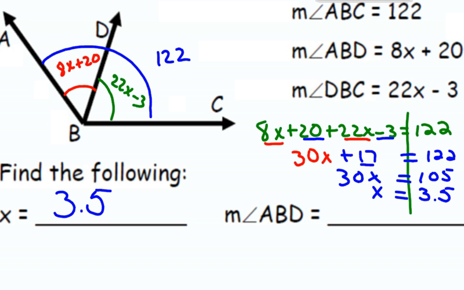All right, it looks like I also need to find the measure of angle ABD. So I need to plug 3.5 into this guy, which was ABD. So it's equal to 8 times 3.5 plus 20. And you can do the math on that in your calculator.